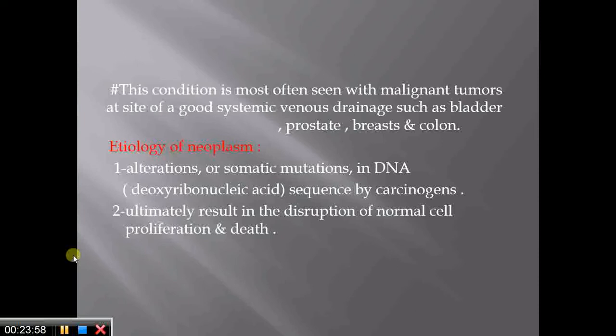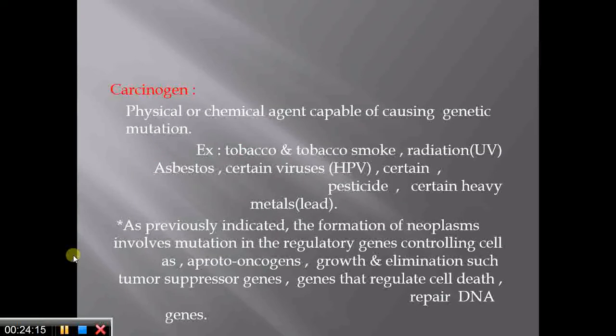Research into the cause of neoplastic growth suggests that alterations, or somatic mutations, in DNA, deoxyribonucleic acid, caused by carcinogens ultimately result in the disruption of normal cell proliferation and death. Carcinogens are physical or chemical agents capable of causing genetic mutation.